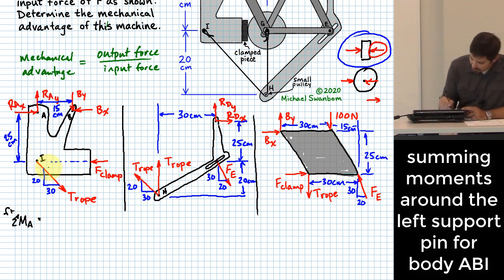So what direction does the X component of T rope cause a rotation around A? Okay, counterclockwise, right? So if I'm taking counterclockwise as positive, then that means I'm going to have a positive T rope times what?